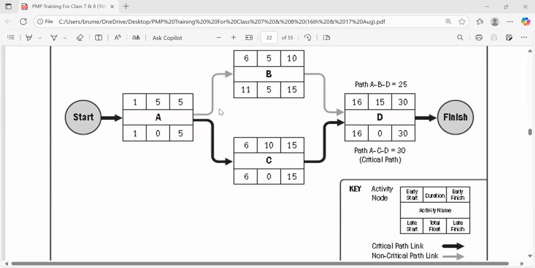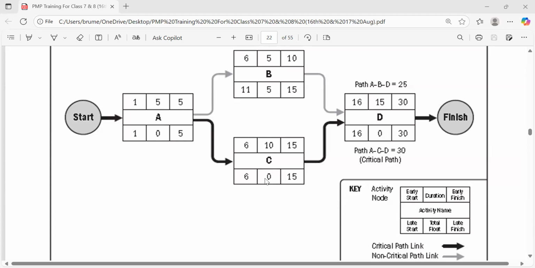I said 10 for C. Okay, yeah, 10 for C. What about D? 15. So the total is how many? The total duration? 30. For this path, 5, 10, 15, how many? 30. Beautiful. Now let's go over the faint path. 5, 5, 15. How many do you have there? 20. So 20, yeah, 25. So what would be your longest path? The 30, which is ACD, right?